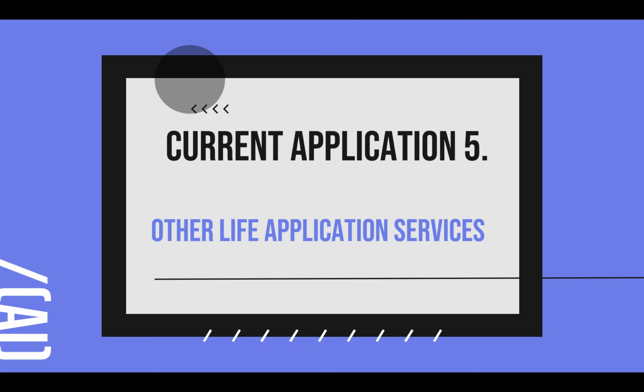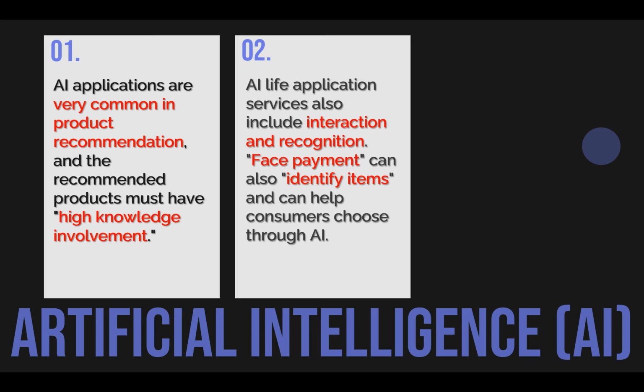And current application 5 is about other live application services. Number 1, AI applications are very common in product recommendation, and the recommended products must have a high knowledge involvement. Number 2, AI live application services also include interaction and recognition. Okay, the face payment can also identify items and can help consumers choose from AI.